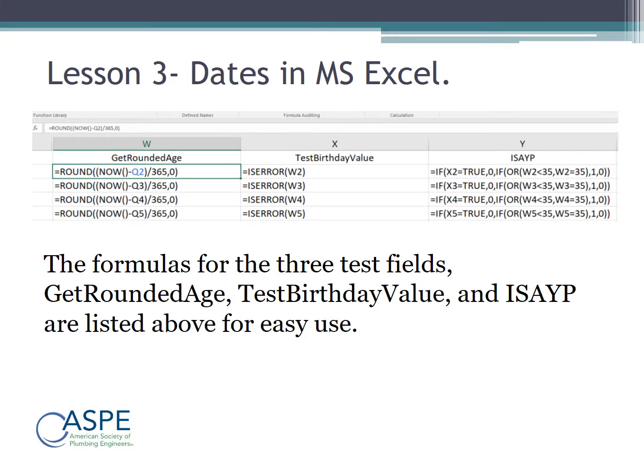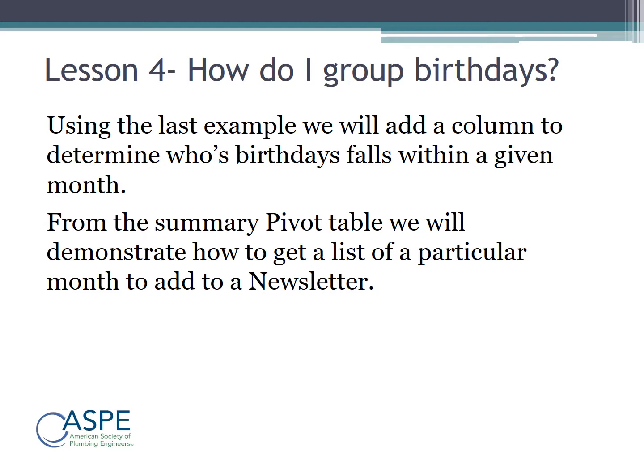Lesson 3 recap. In this slide, you have the formulas for get rounded age, test birthday value, and is AYP. Lesson 4. How do I group birthdays for use in the newsletter? Using the last example, we will add a column to determine whose birthday falls within a given month. From the summary pivot table, we will demonstrate how to get a list of a particular month to add to your newsletter.